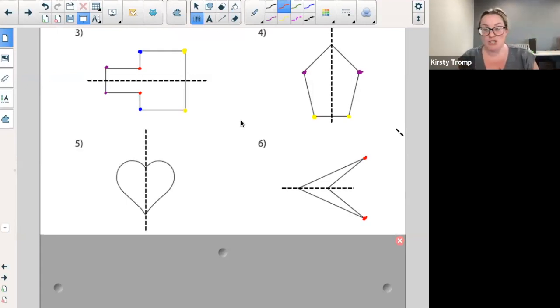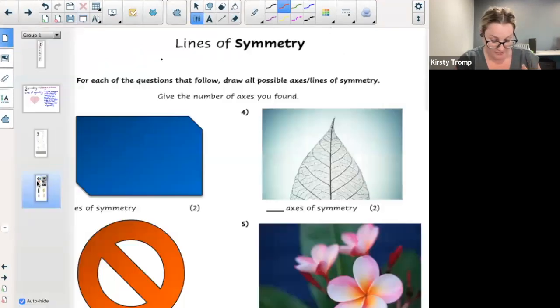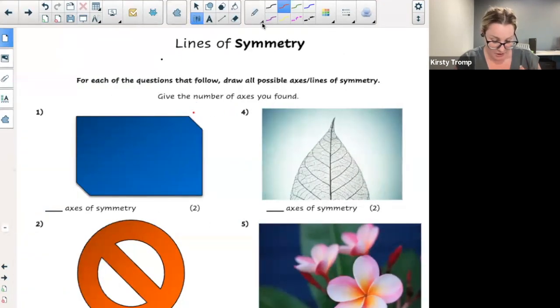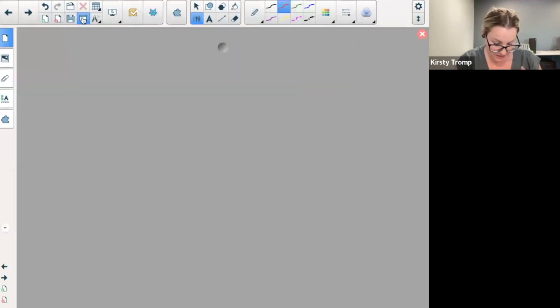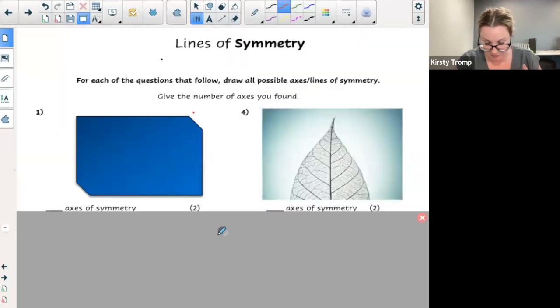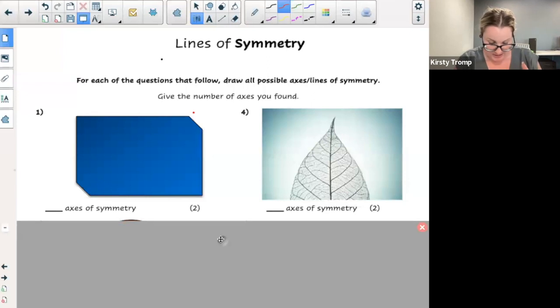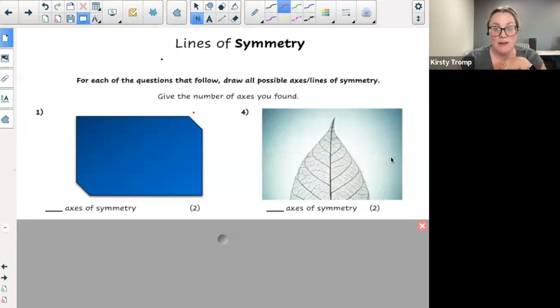All right, guys, so that takes us to the end of all our drawings and the kinds of questions they can ask you in tests. All right, let's have a look at some real world examples now of some reflection or some axis of symmetry. Okay, so here is our lines of symmetry with some nice colorful pictures. It says, for each of the questions that follow, draw all the possible axes or lines of symmetry and give the number of axes that you found.